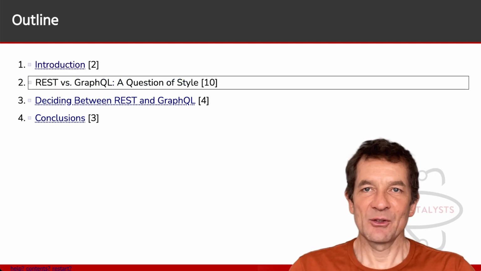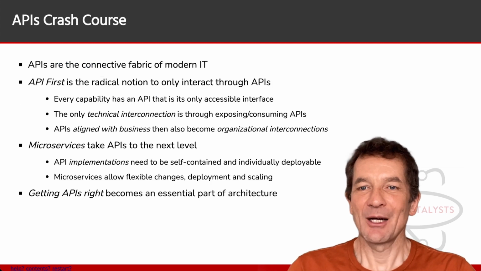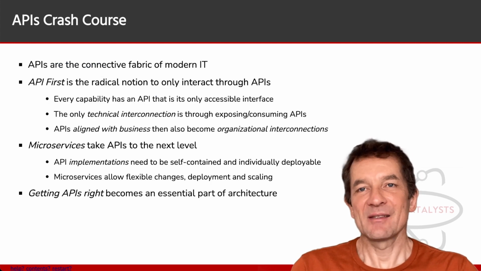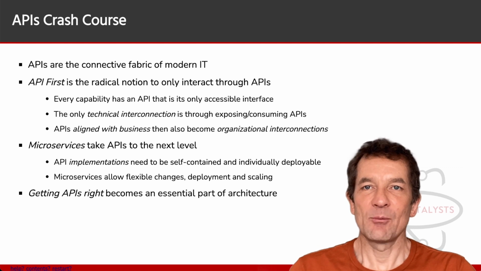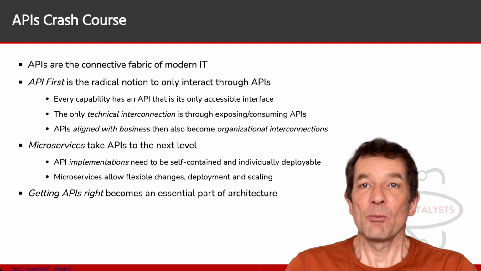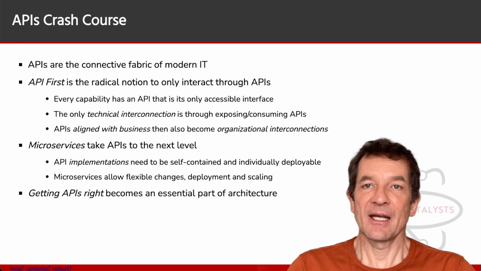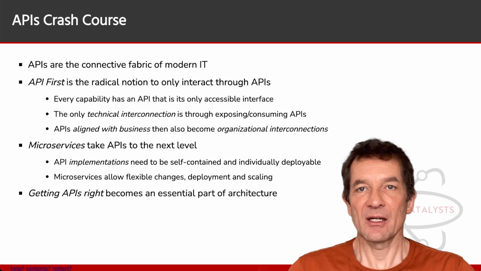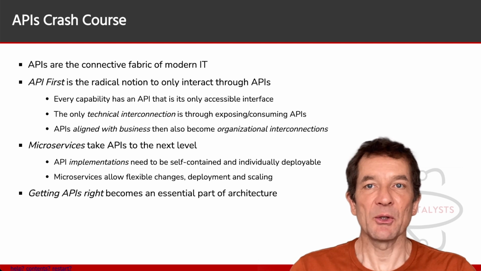Before we dive into the history of GraphQL, a very brief crash course around APIs. What are APIs? APIs are the connective fabric of modern IT. They are the way how components in a modern IT architecture interface. So they are the interface between software components.